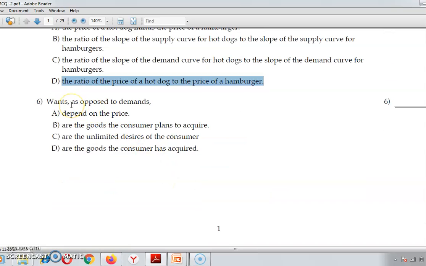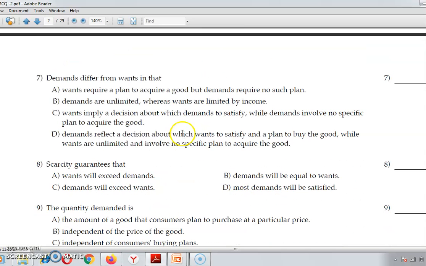6, wants as opposed to demands. Wants र demands को फरकमा के छ? Depends on the price, are the goods the consumer plans to acquire, are the unlimited desires of the consumer, are the goods the consumer has acquired. Wants जहिले पनि के हुन्छ? Unlimited हुन्छ हो। C यसको आन्सर हो, unlimited desires of the consumer.